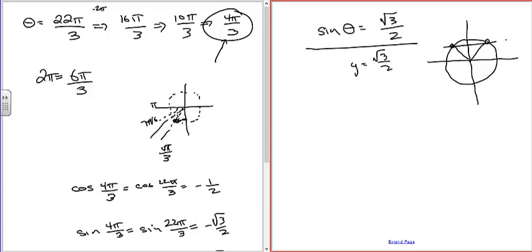And then you can just read that off. This is going to be pi over 3, and this one is 2 pi over 3. So just confirm that. The two solutions between 0 and 2 pi, where the sine of theta is square root of 3 over 2, are pi over 3 and 2 pi over 3.